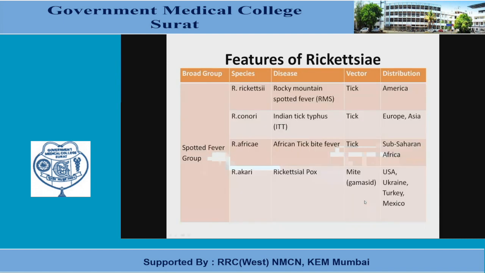Now another one is the spotted fever group. They are Rickettsia rickettsii, Rickettsia conorii, Rickettsia africae, and Rickettsia akari. Rickettsia rickettsii was the first isolated in the group, and is responsible for Rocky Mountain spotted fever, RMSF. It is transmitted by ticks, mostly seen in America. Rickettsia conorii, also called Indian tick typhus, is seen in Europe and Asia. Rickettsia africae causes African tick bite fever, caused by ticks, and Rickettsia akari causes rickettsialpox, which is caused by the mite.